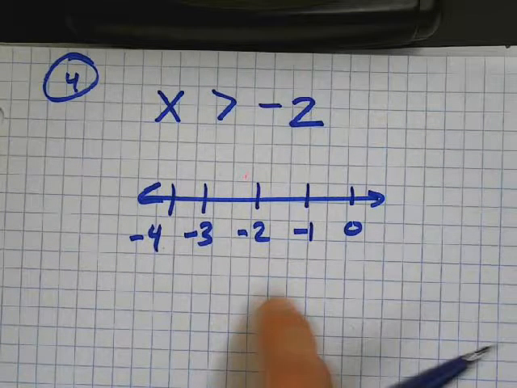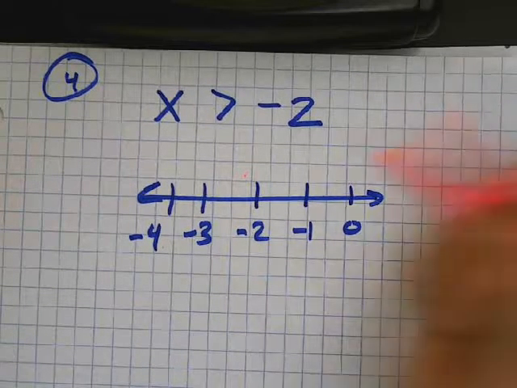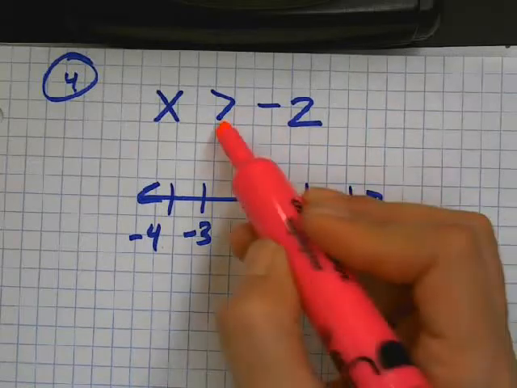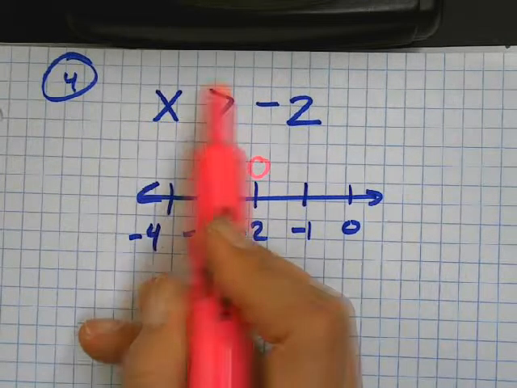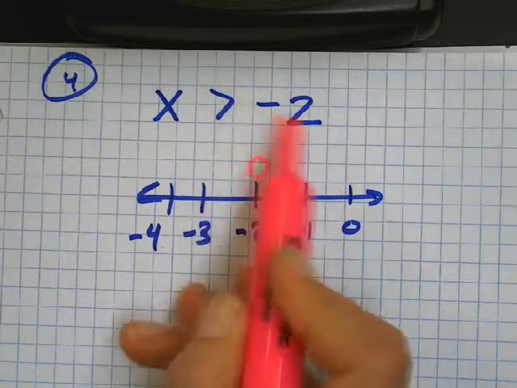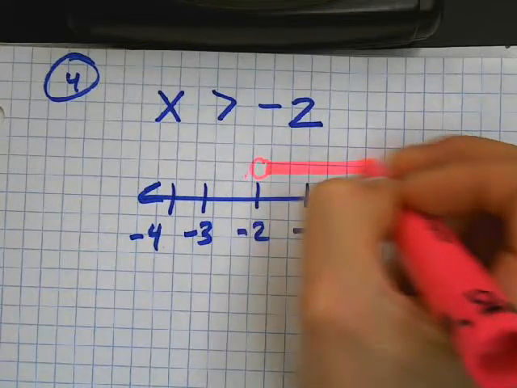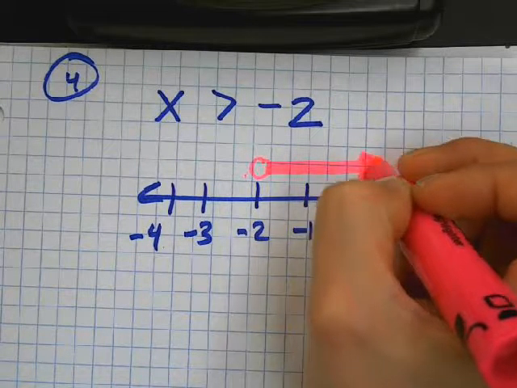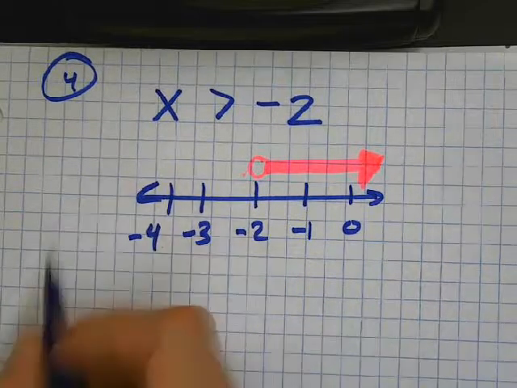All right, open or close circle? Open. There is no equal to symbol there, so it's an open circle. Now, which numbers are greater than -2? This way. Yeah, that's it.